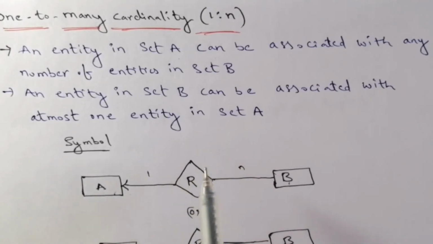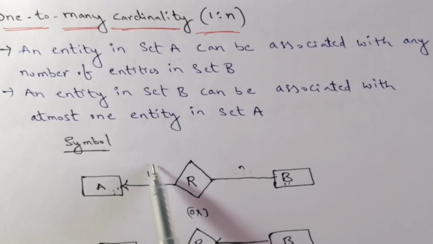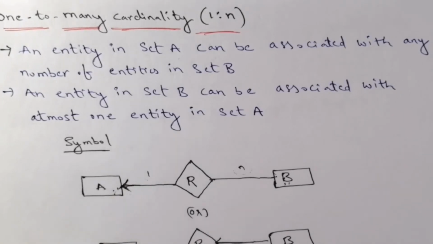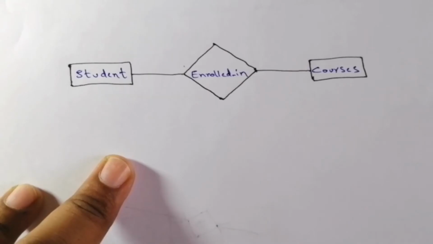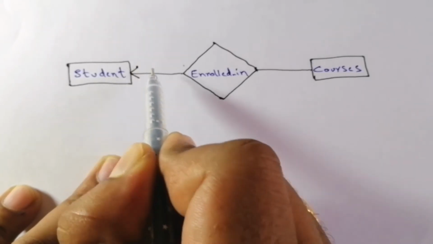So from here to here, what type of relationship? That is, an entity in set A can be associated with many entities because we have n. But in the reverse case, an entity in set B can be associated with only one entity in set A, right? So where we have one, we are going to represent it with the arrow mark. So it can be represented in this way also, right? So let us take an example and study this. So here is our example, and here it is one to many. So let us signify an arrow mark. It is one and it is many, right?